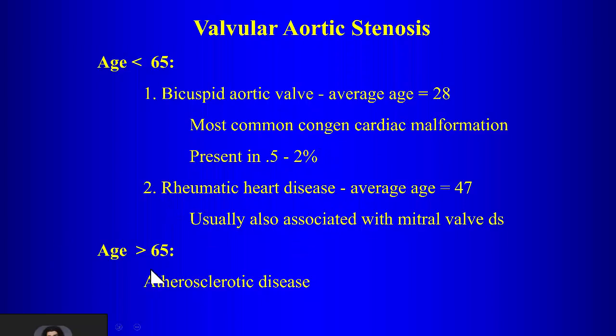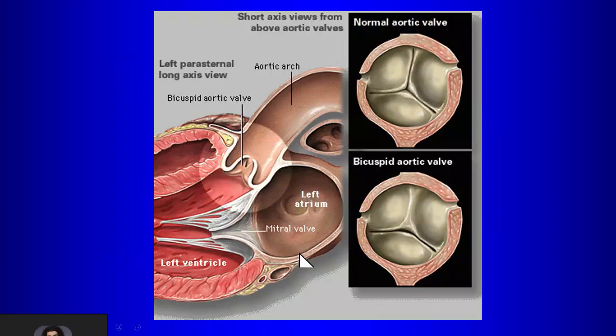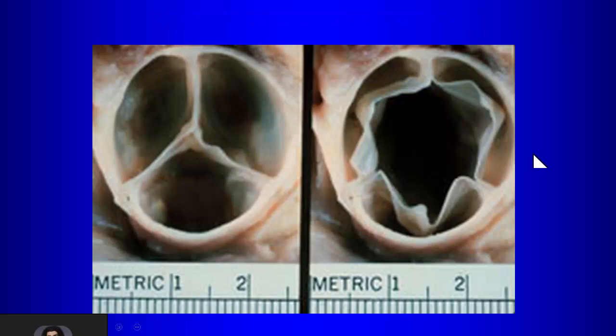For the older age group, and this is most of the cases that we will see with aortic valvular stenosis, it's going to be atherosclerotic degeneration of what started out as a normal aortic valve. So the normal aortic valve is tricuspid. When you have a bicuspid aortic valve morphologically, that can lead to abnormal flow through the aortic valve, turbulent flow, which then damages the valve and can lead to fibrosis, calcifications.